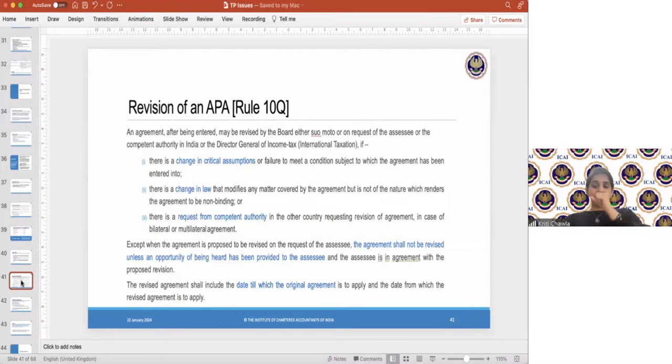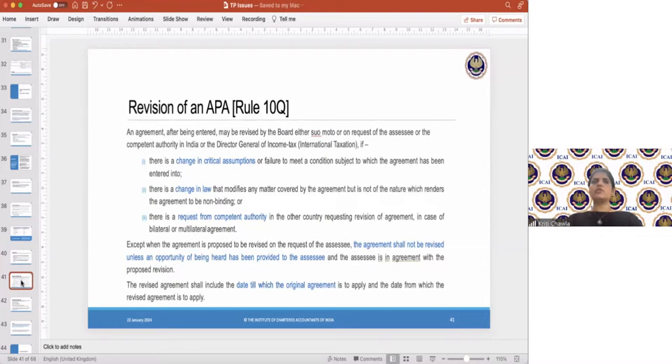Well, this APA can be revised by either of the parties. On request, the tax authorities can revise it, or the taxpayer can also make a request to revise it if there is a change in critical assumptions. When I say change in critical assumptions, let's take an example. In our example, I was purchasing from my USA entity.